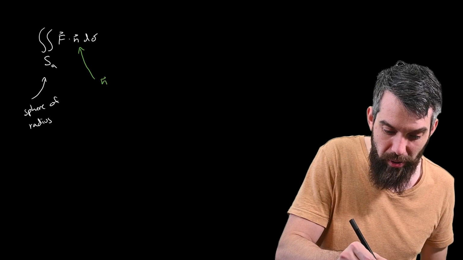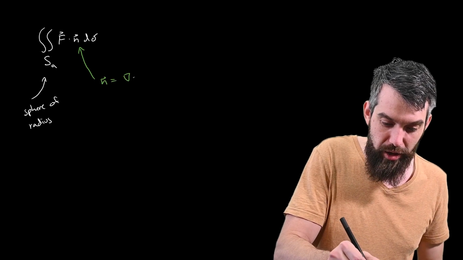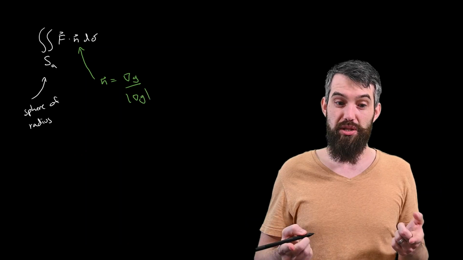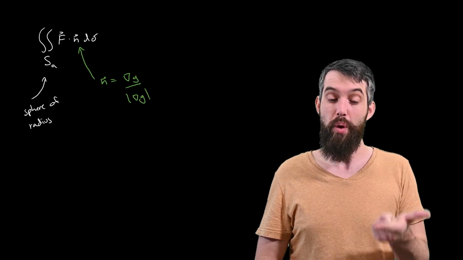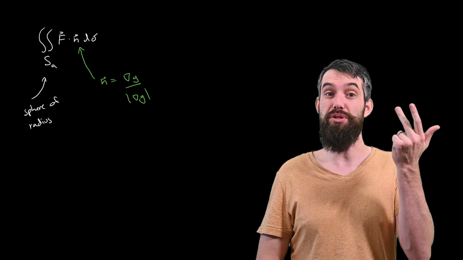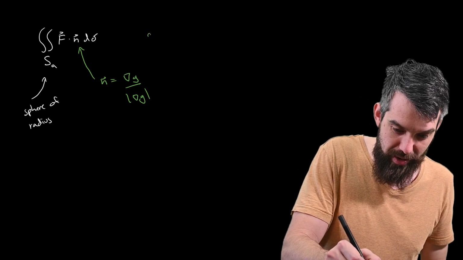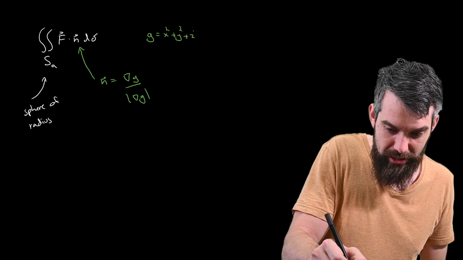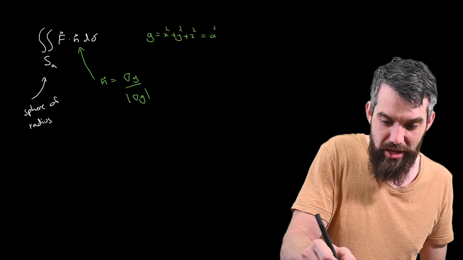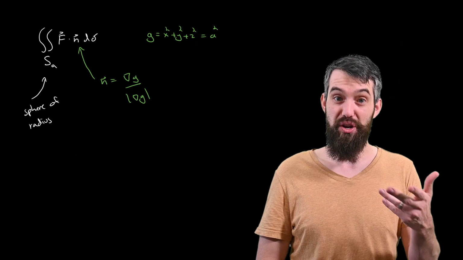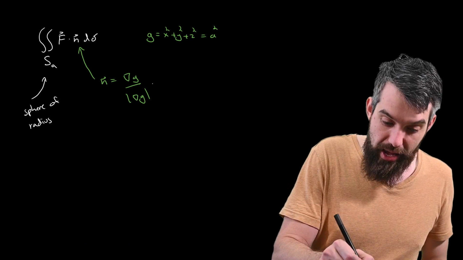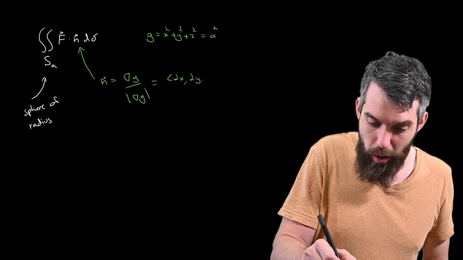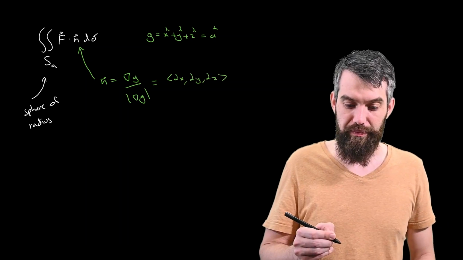So this normal, I could do the gradient of G over the length of the gradient of G. My surface is described as x squared plus y squared plus z squared is equal to a squared. That's my surface. My G is x squared plus y squared plus z squared, and then I'm setting that equal to a squared if it's going to be the sphere of radius a. And so this normal is going to give me 2x, 2y, 2z.